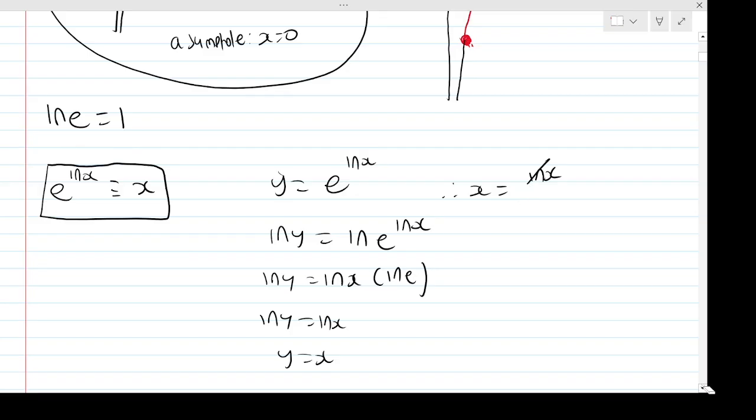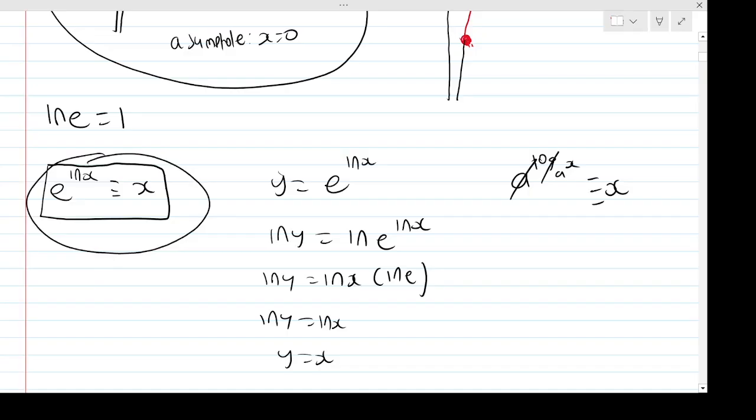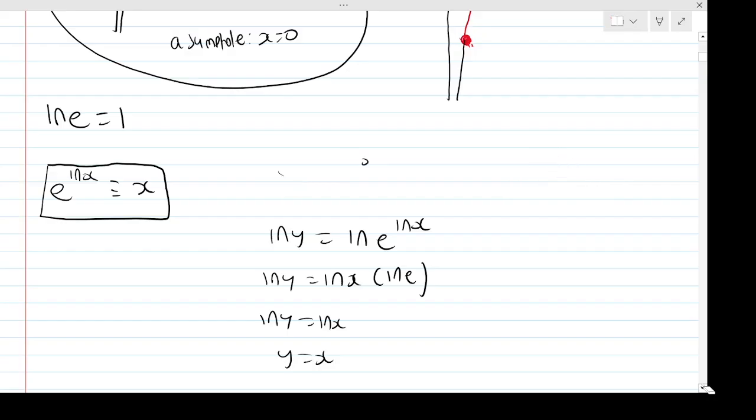And actually in general the same is true, that for any base that isn't just e, a to the log a of x is always equal to x as well. So any base that's raised to the log of that base will always just get me what's inside, so x. The base will cancel the log of that base to just leave me with x. But this is the most common one, e, because we use e a lot. e to the ln x is just x, and you need to remember that.